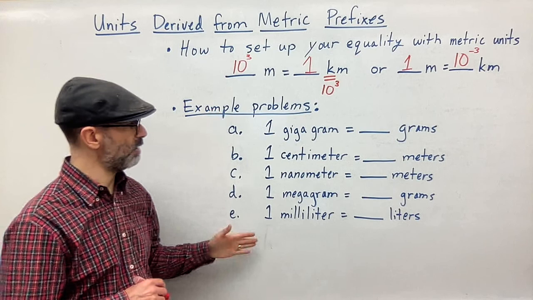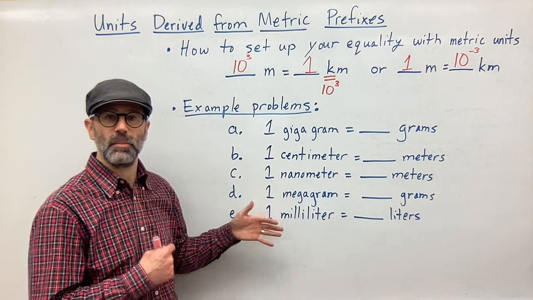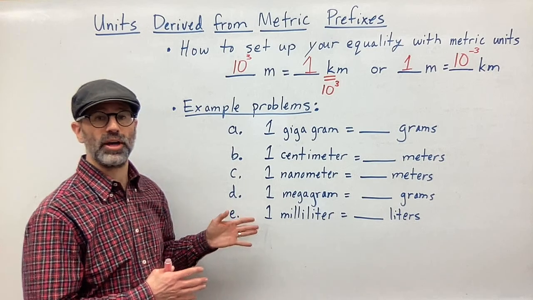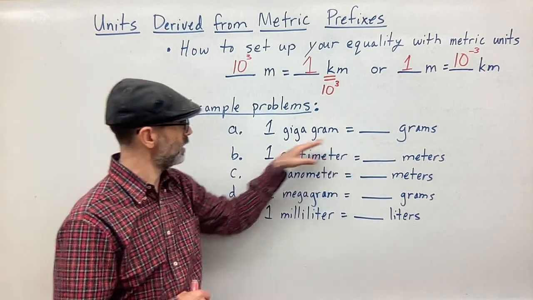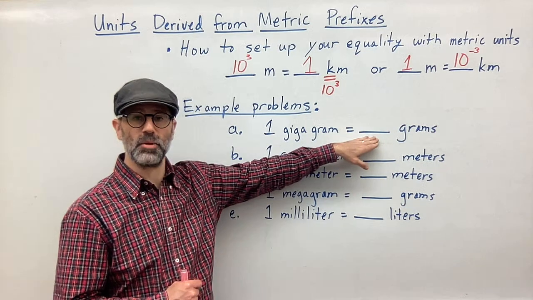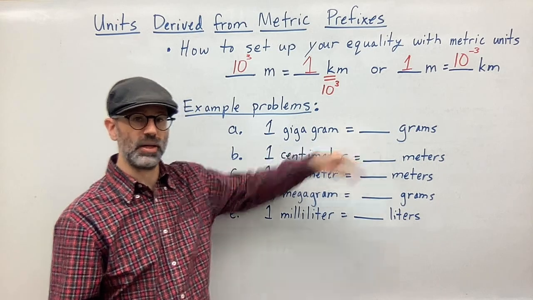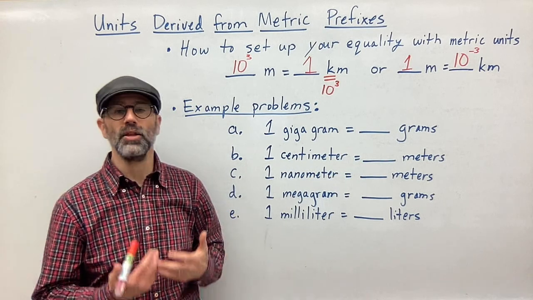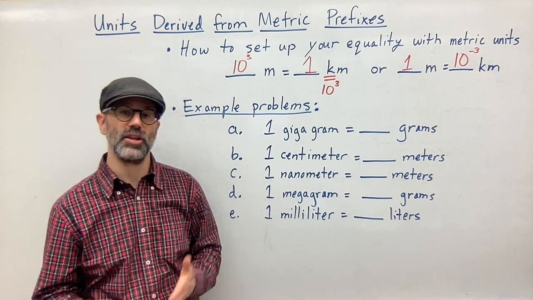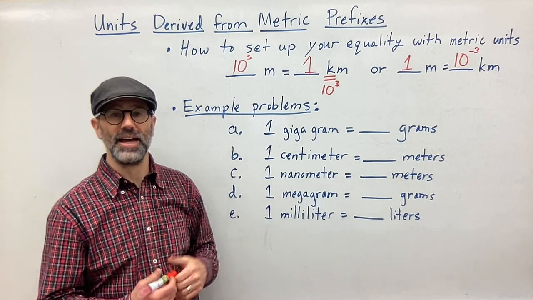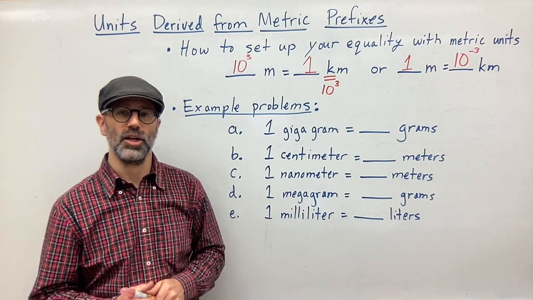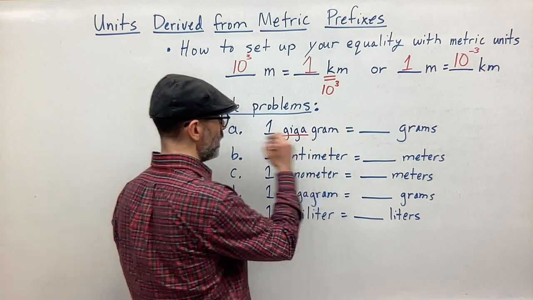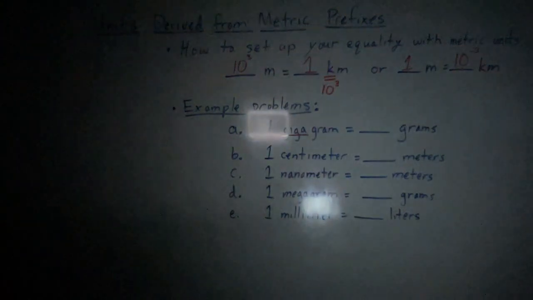So here I have some units that have prefixes with them, and we're going to complete the equality by writing the number that goes in front of the base unit. Again, what's really important here is that you know what the prefix multipliers are that go with the prefix that you have in your unit. So here is gigagram. So here we have giga.